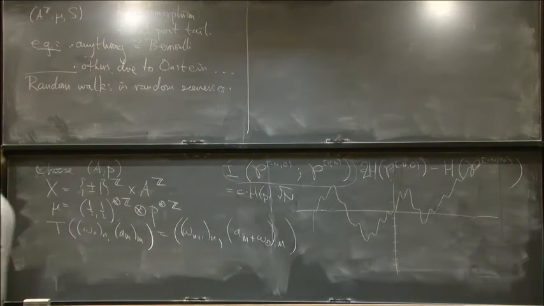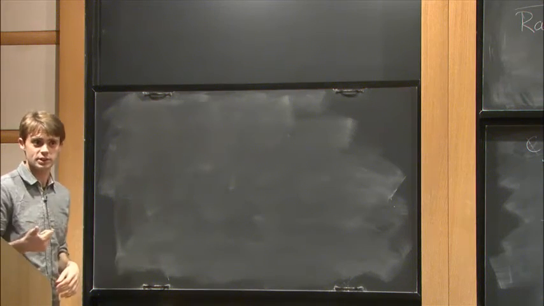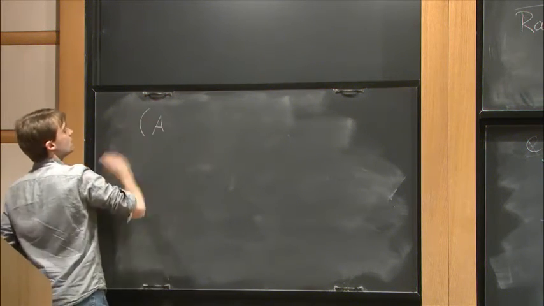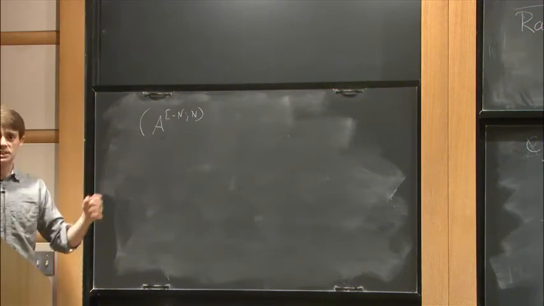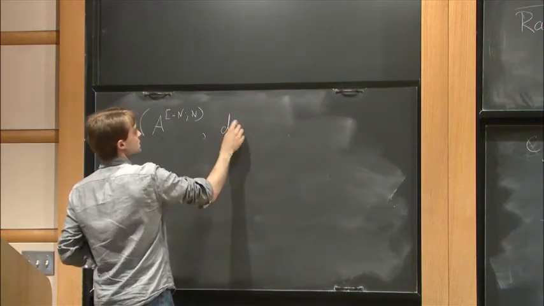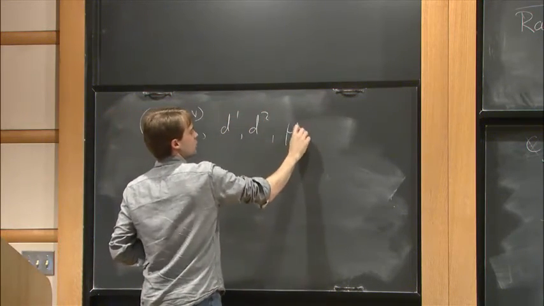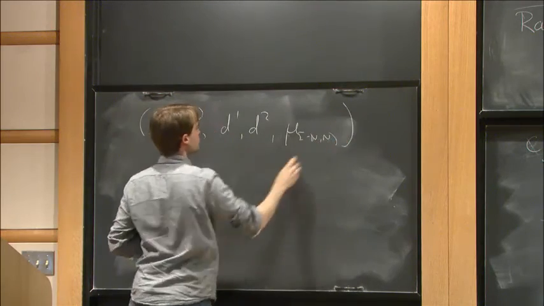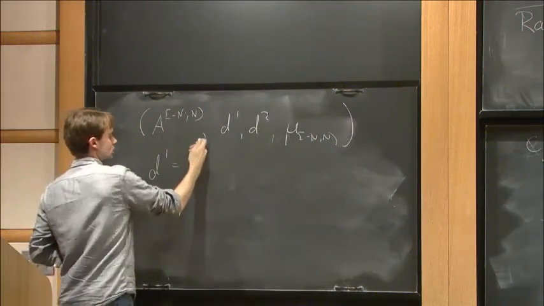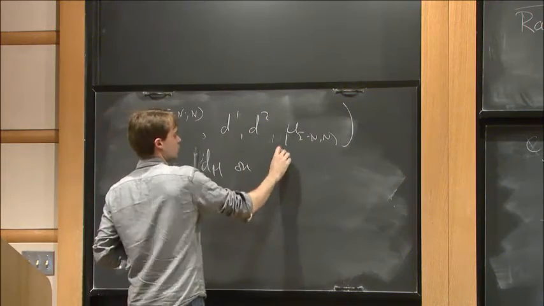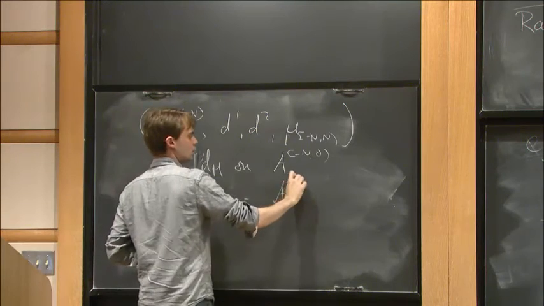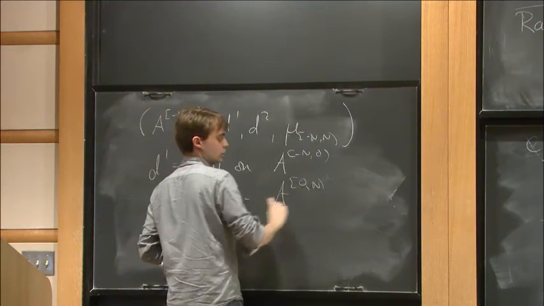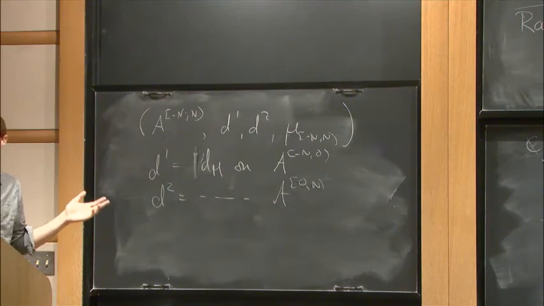So the relevant structure now is not a sequence of probability spaces with metrics on them, but with pairs of metrics on them. So now we're going to look at the space of strings indexed by minus n to n, with two metrics, d1 and d2, and this output distribution from minus n to n, where d1 is the Hamming metric just on the first n coordinates, and d2 is the same thing on the second n coordinates. So we call this maybe a sequence of pair metric spaces.